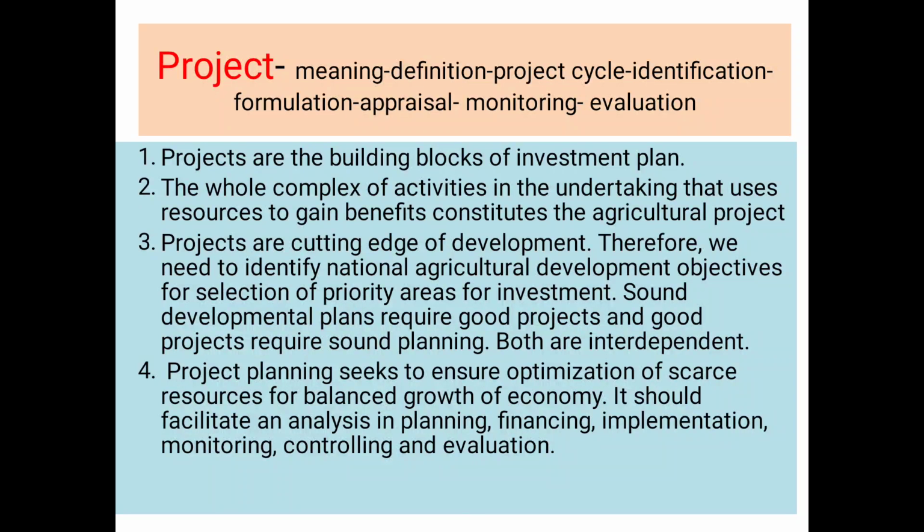In this video, you can learn a new topic of agribusiness management, meaning agriculture project. We will learn about the meaning, definition, and project cycle, identification or phases of the project cycle. In that there are 5 phases: identification, formulation, appraisal, monitoring and evaluation. Those are the important phases of the project cycle. This is what we can learn in this video.